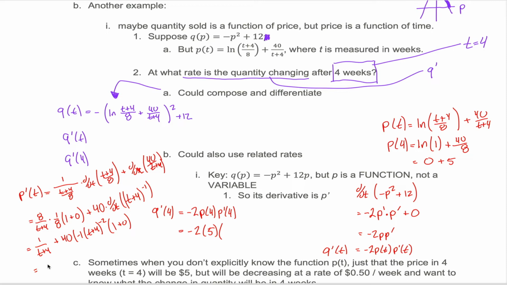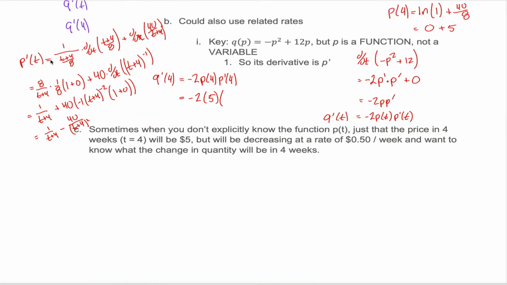P prime of t is equal to 1 over (t plus 4) plus this negative number, because a positive times a negative is a negative. So instead of writing plus and negative, I'm going to write minus 40 times (t plus 4) to the negative 2, which is the same as 40 over (t plus 4) squared. Now that I know P prime of t, I can figure out P prime of 4 by copying exactly what I see here, changing all the t's into 4's. I got 1 over 4 plus 4, which is 8, minus 40 over (4 plus 4), which is 8, squared.